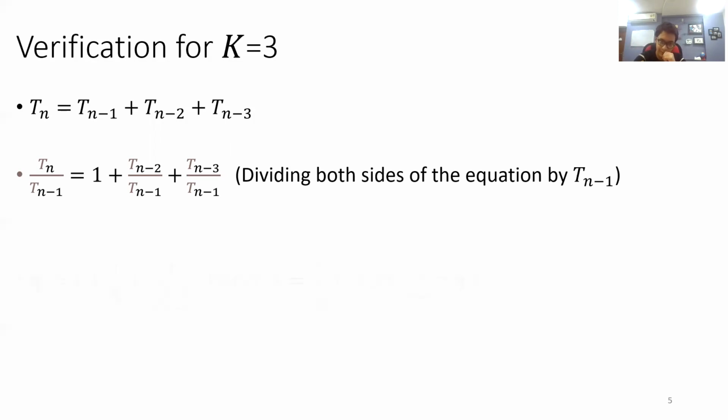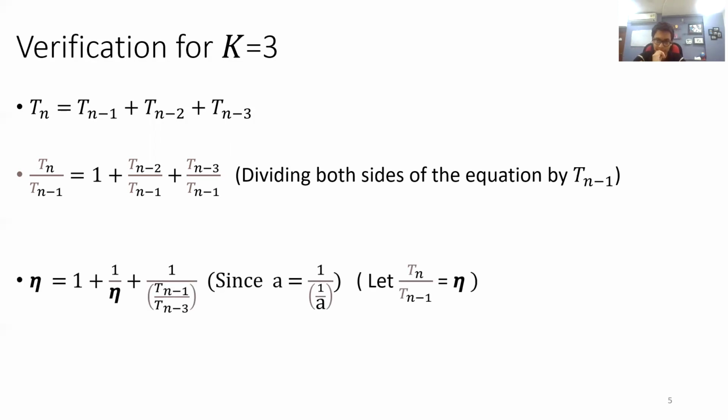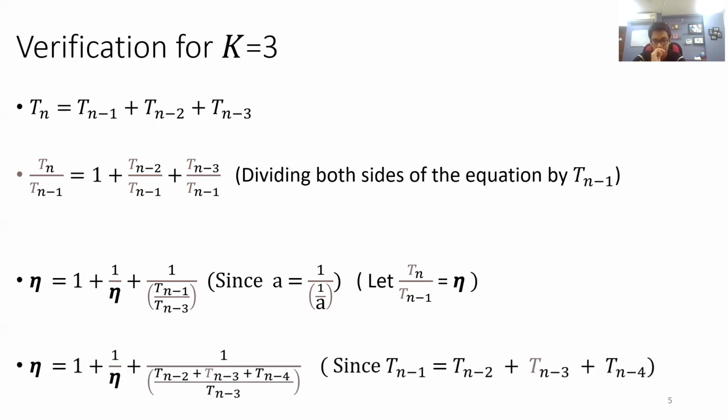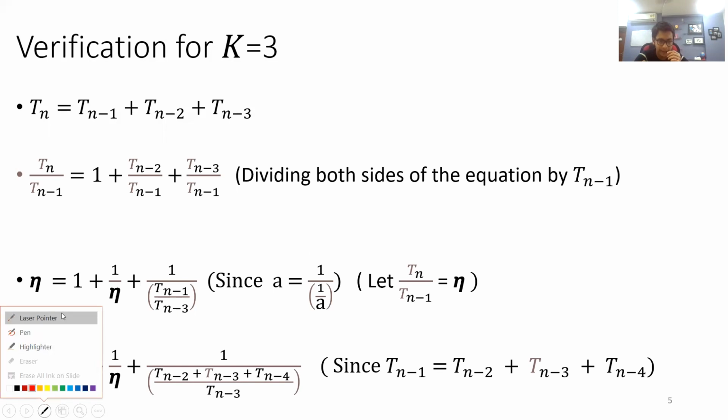Again, assuming the ratio to be constant, we get the ratio equals 1 plus 1 over the ratio plus 1 over Tn minus 1 by Tn minus 3, since a number is the reciprocal of its reciprocal. Now, using our recursive formula that the nth term is the sum of the three previous ones, we can write Tn minus 1 as Tn minus 2 plus Tn minus 3 plus Tn minus 4. Right? So now you notice that in the denominator of the third fraction which constitutes our sum, we have Tn minus 2 over Tn minus 3, which is nothing but the ratio itself.